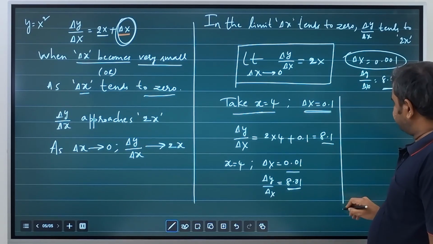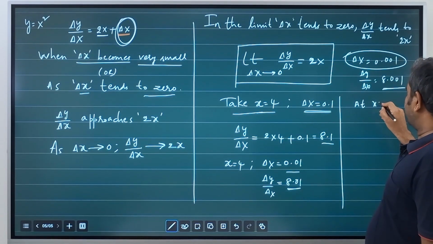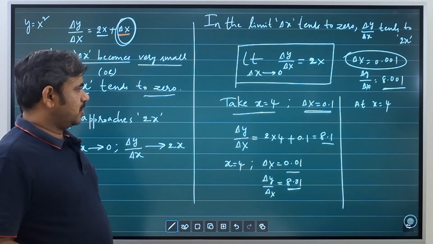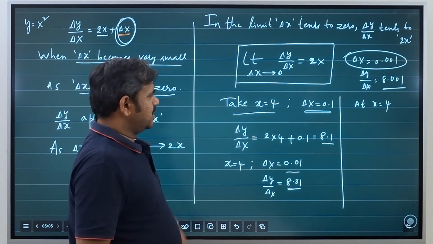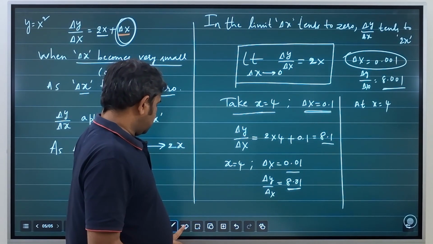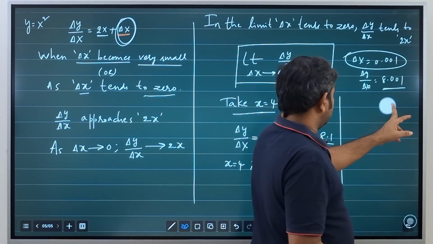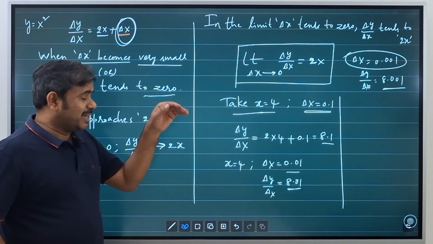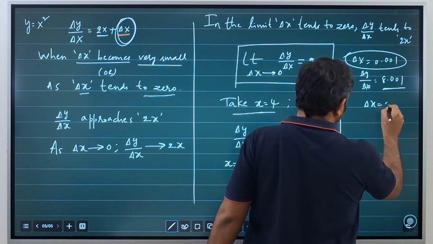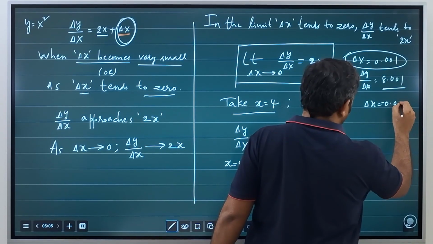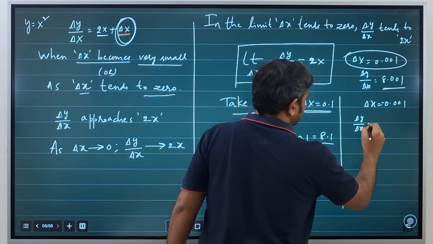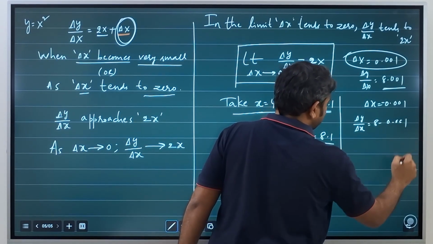So here, at x is equal to 4 or around x is equal to 4, when you take a small interval, this is on the right side of 4 on the number line. Take the left side number. In other words, take delta x negative. If you decrease the value of x, if delta x decreases by a small amount, minus 0.001, you will get delta y by delta x close to 8 again, 8 minus 0.001.